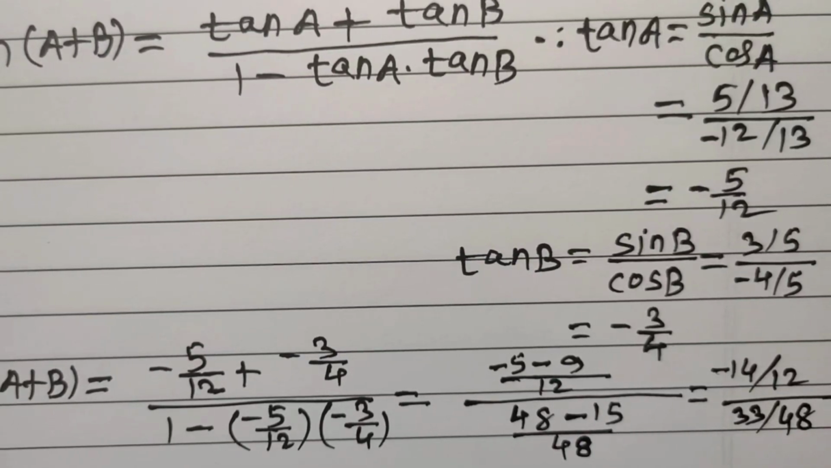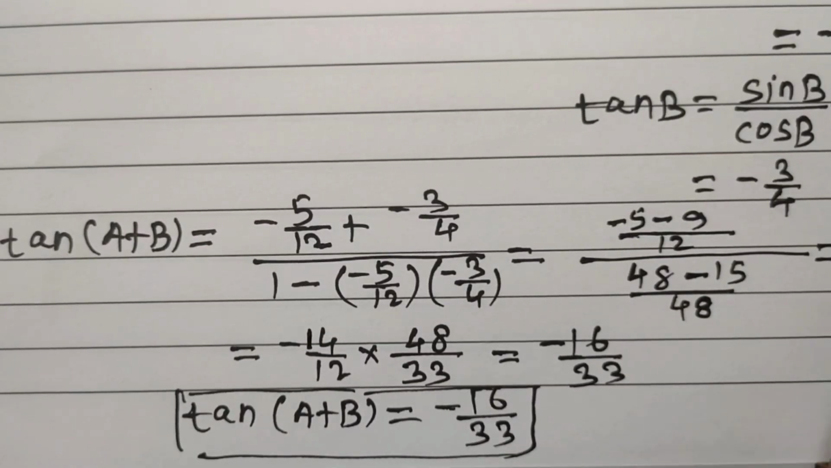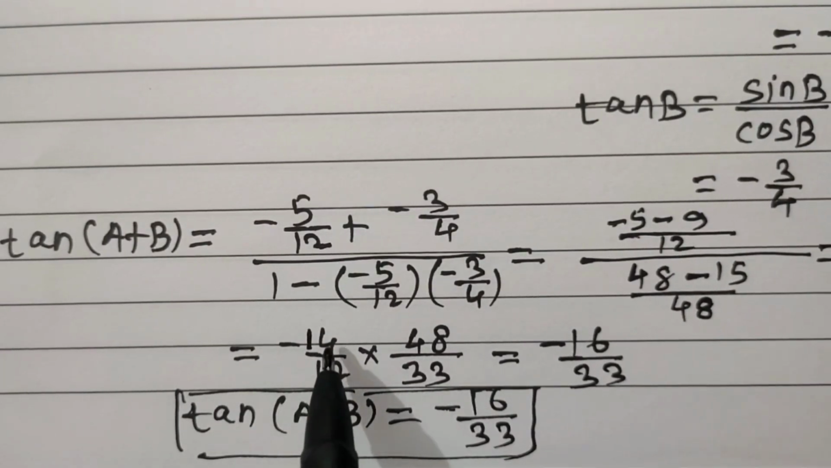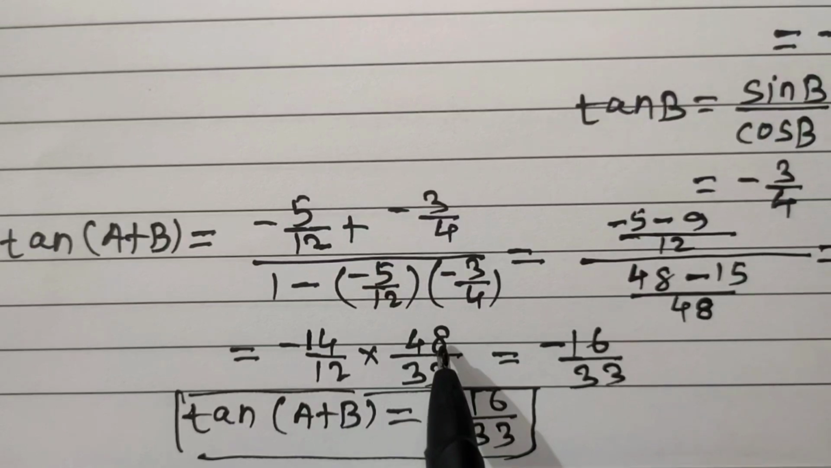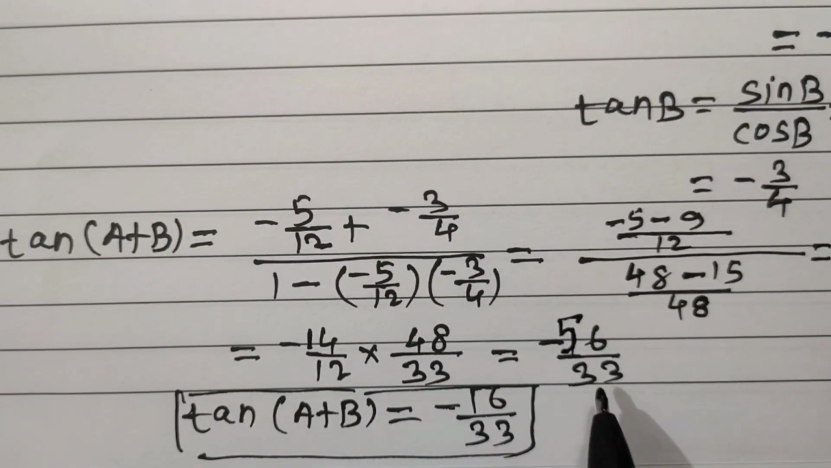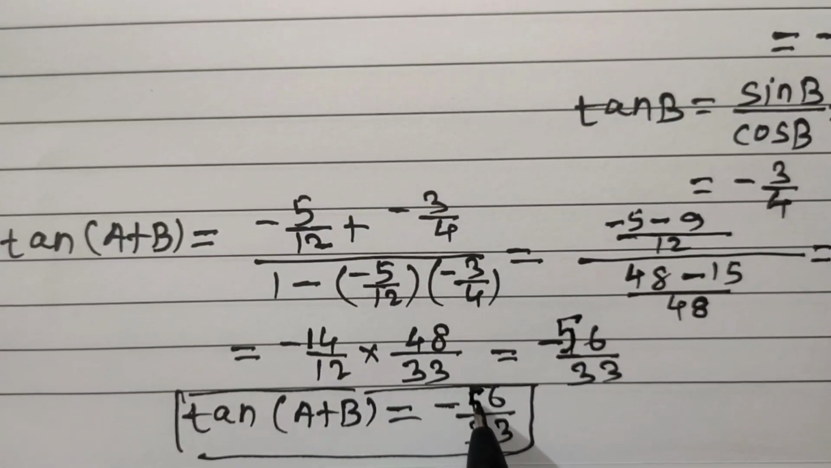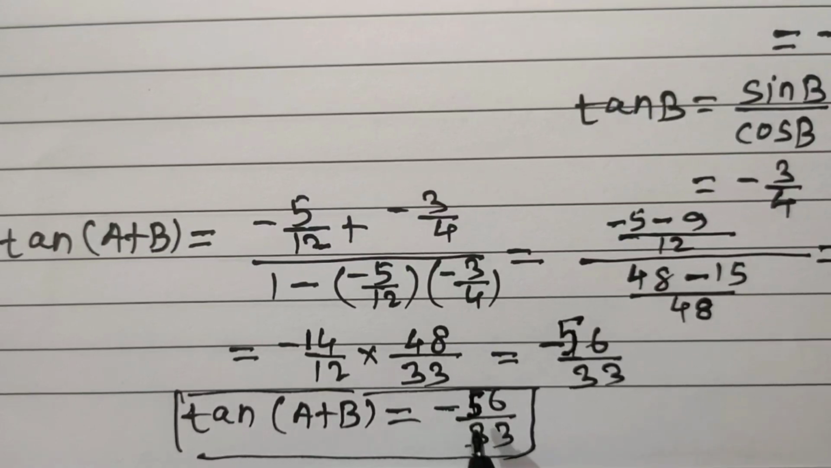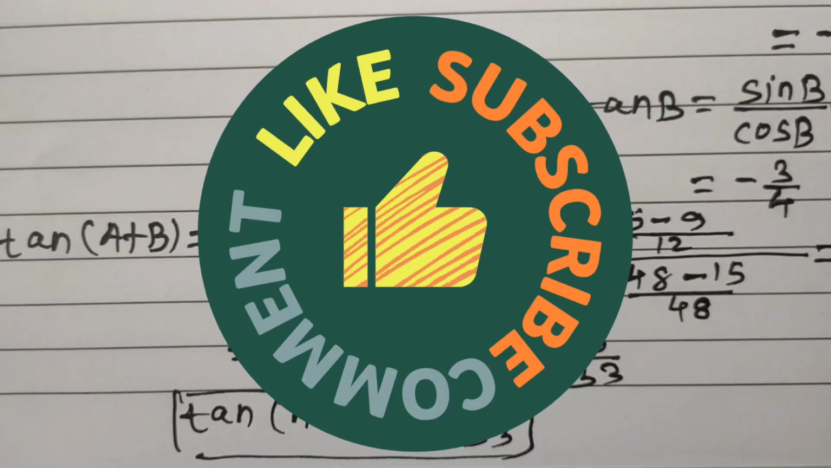Okay, let us simplify again. So tan of A plus B is equal to, after simplification, minus 14 divided by 12 into 48 divided by 33. 12 into 4 is 48, 4 into 14 is 56. This is 56 divided by 33. So the answer is minus 56 divided by 33. This is the final answer. So let us stop here.